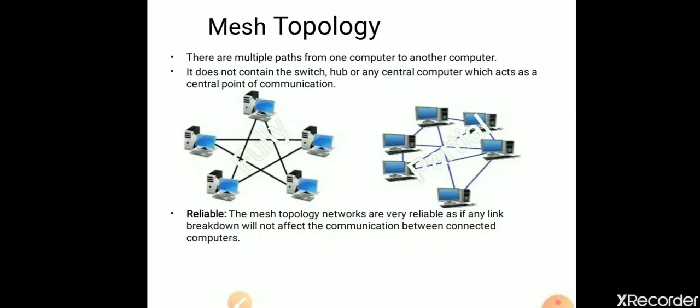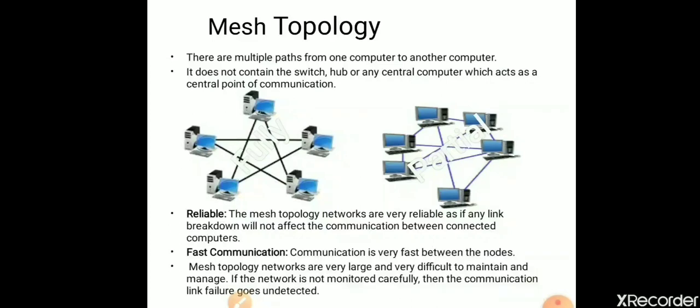The main advantage of mesh topology is that it is reliable, because if any link breaks down, it will not affect the communication between connected computers, and it gives fast communication between the nodes. Mesh topology networks can be very large and very difficult to maintain and manage. If the network is not monitored carefully, then a communication link failure goes undetected. So that is regarding the two types of mesh topologies, fully connected and partially connected mesh topology.